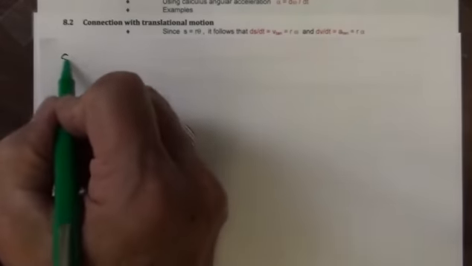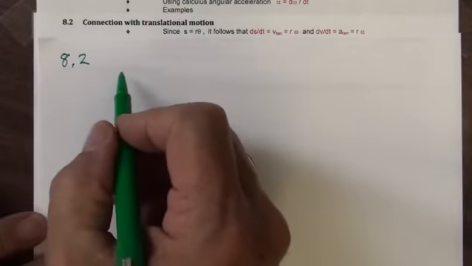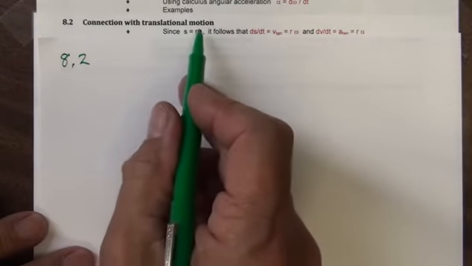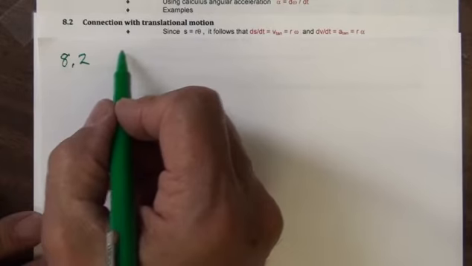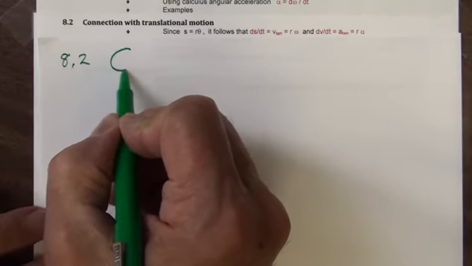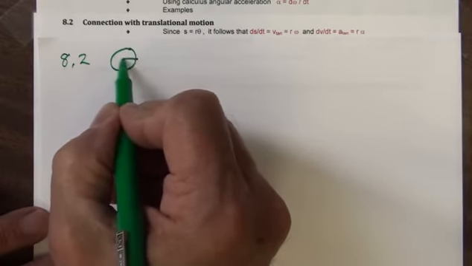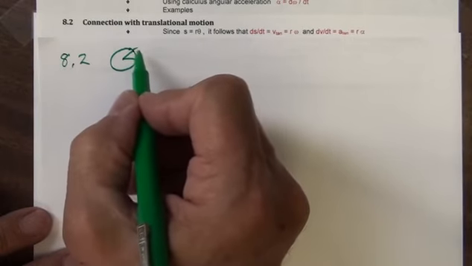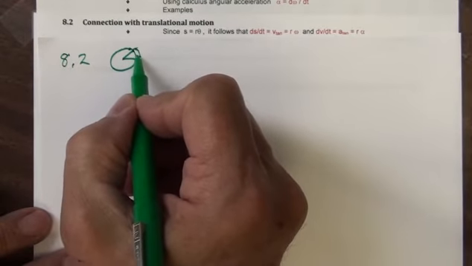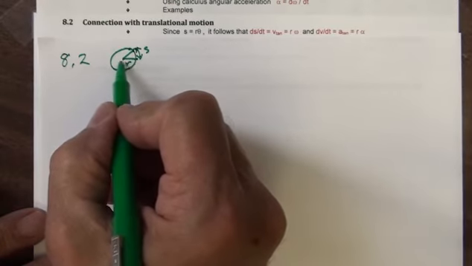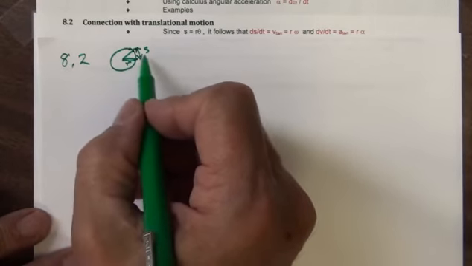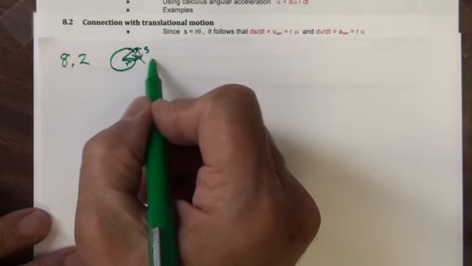In this section, 8.2, we're going to connect the translational motion with the rotational. First, let's remind ourselves how we set up our rotational motion. We said, okay, this is a distance along here of S. This is a distance R, the radius. And this measures an angle theta.